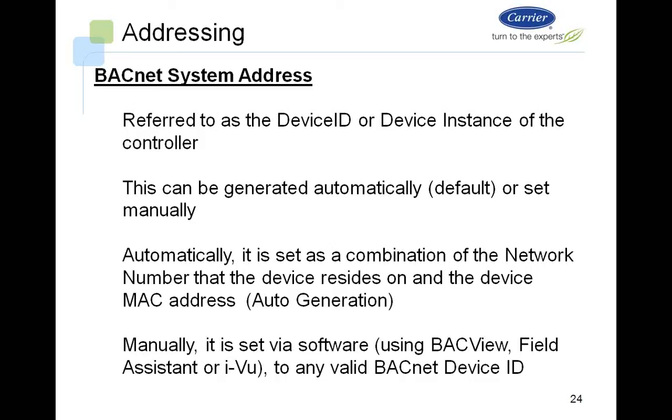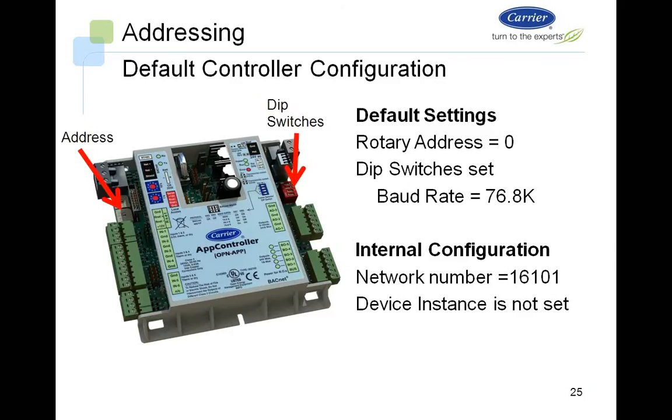By default, controllers have their rotary switches set to 0. So both rotary switches are set to 0. In this configuration, the controllers will not communicate on the MSTP network. So as part of commissioning controllers, one of the things that needs to be done is to change the rotary switch settings to be a unique setting for that MSTP network.